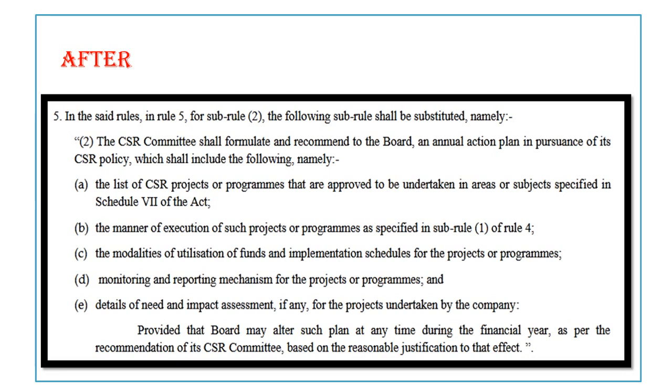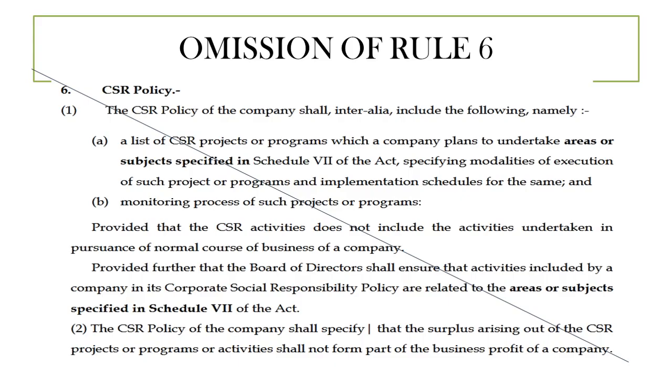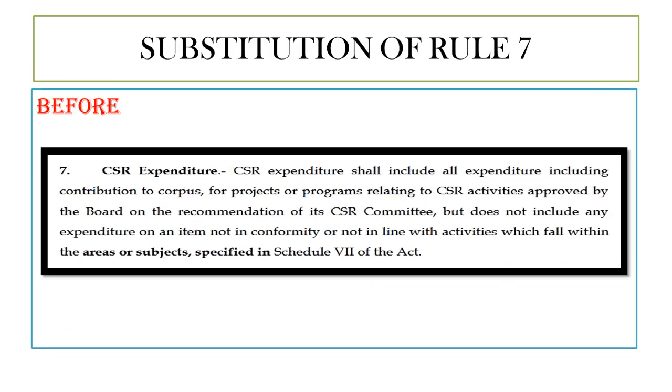Now, it can be modified, it can be altered, but it can be altered by the board only if it is recommended by the CSR committee, provided that the justification is very reasonable and genuine. In the new Amendment Rules 2021, Rule 6 is totally omitted. Rule 7 has also been substituted.